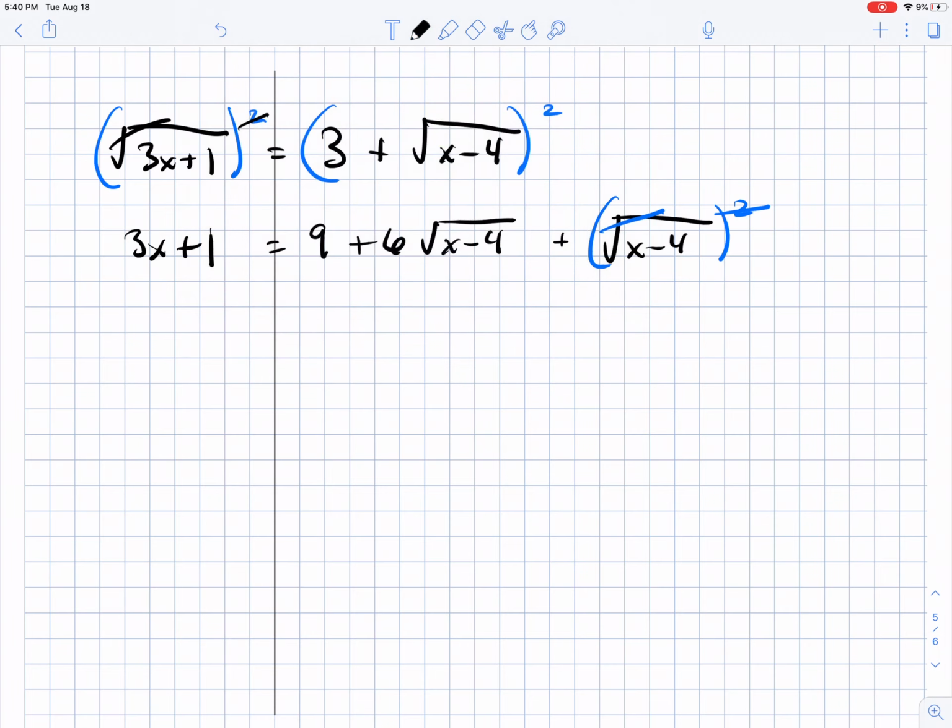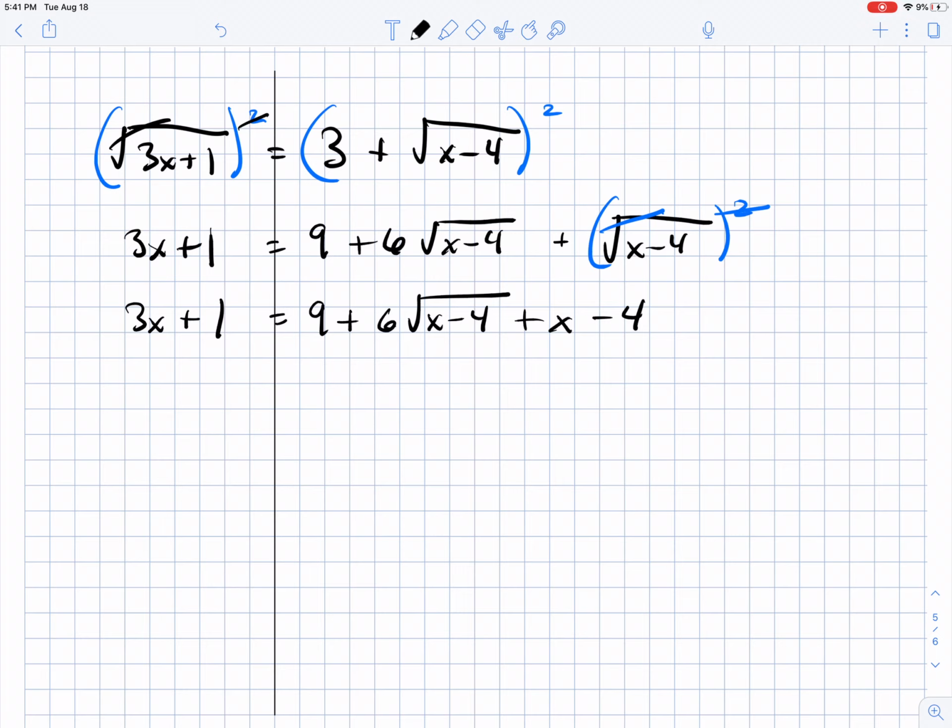Okay? So then if we combine like terms, simplify and isolate the radical again, we get the following. On the left, I still have this 3x plus 1. On the right, we have this 9 plus 6 times the square root of x minus 4 plus x minus 4, right? Combine like terms. So now I'm going to isolate the radical again. I'm going to move the 9, the x, and the 4 to the left and basically isolate the radical.